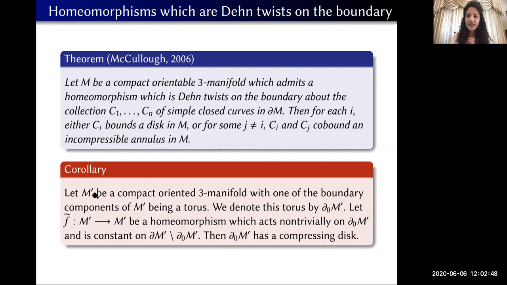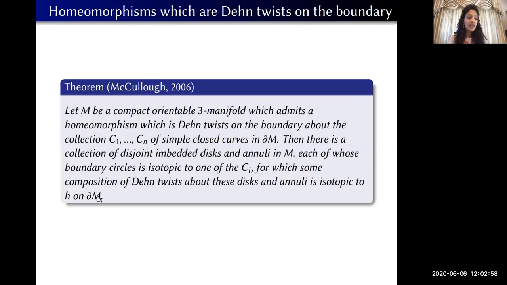The reason will be clear when I discuss the proof of the main result. So for now, just think of any compact oriented 3 manifold, but keep in mind that this M prime is going to turn up later on in the talk. Okay. So the next theorem by McCullough is as follows.